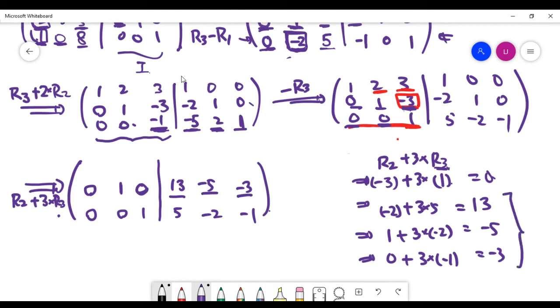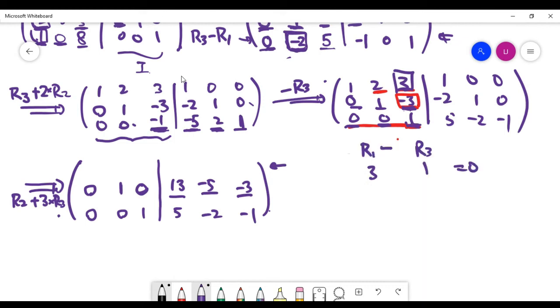And then the next one, we can actually make this spot in this column for the first row 0 by using row 3. And I think the correct one is row 1 minus 3 times row 3, right? Because in that case, we'll get this spot 0 like this. So let me do the arithmetic here. You see the first two spots are unchanged because these two numbers in row 3 are 0.